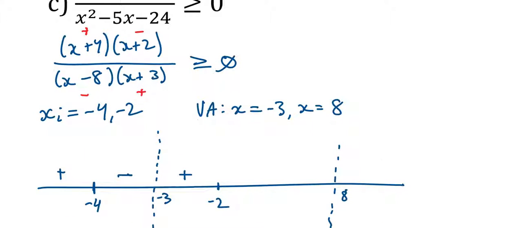A number between negative 2 and 8. 0 is a good one for that. Pretty good.